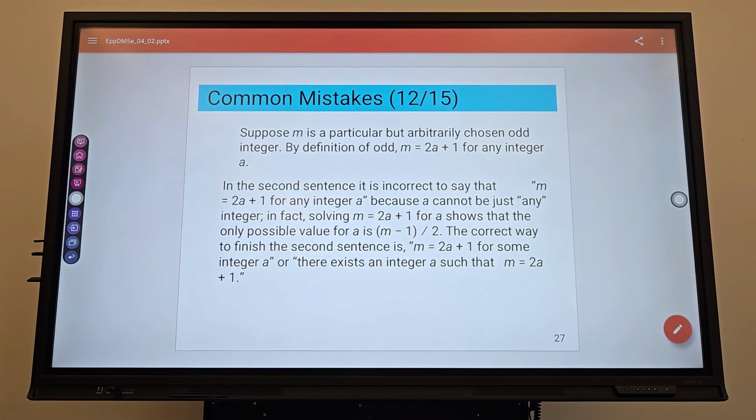Suppose m is a particular but arbitrarily chosen odd integer. By definition of odd, m equals 2a plus 1 for any integer a. That doesn't work quite right for any integer. It's only for some integer. There exists an integer a such that m equals 2a plus 1 by the definition of odd.